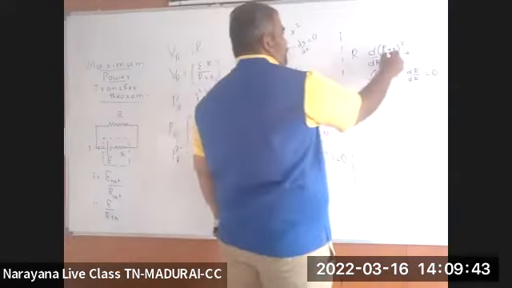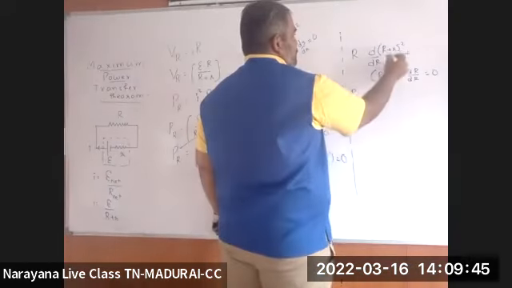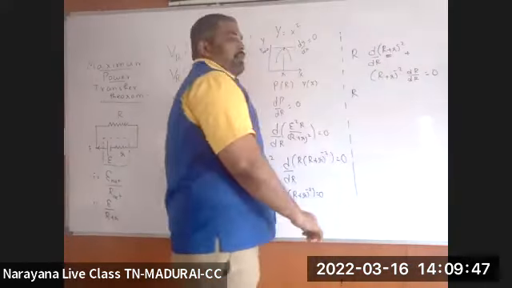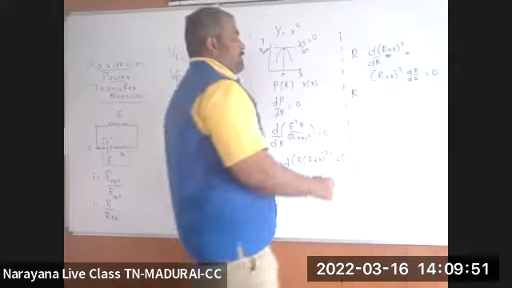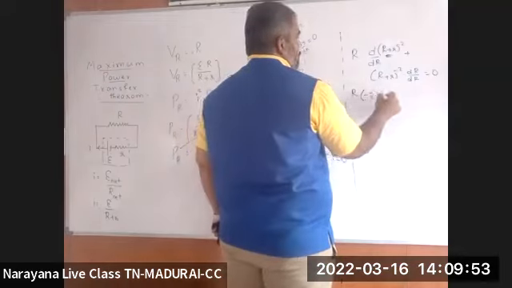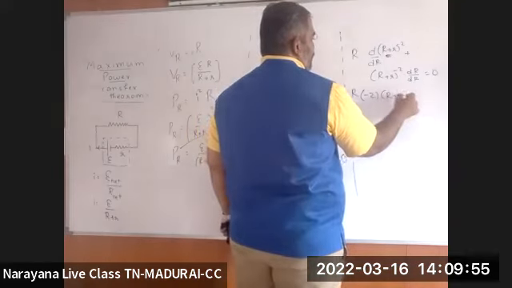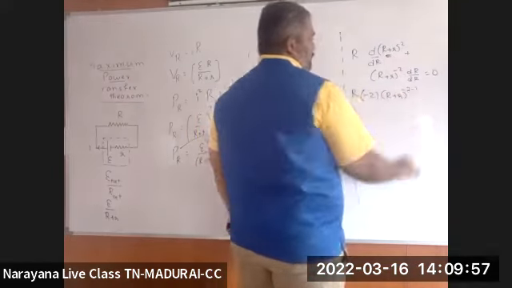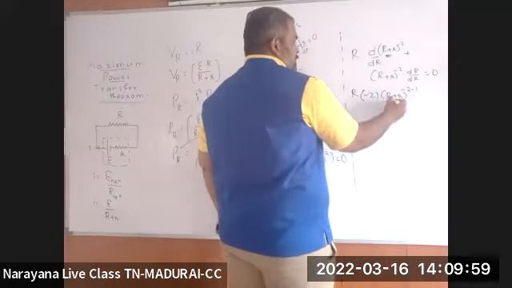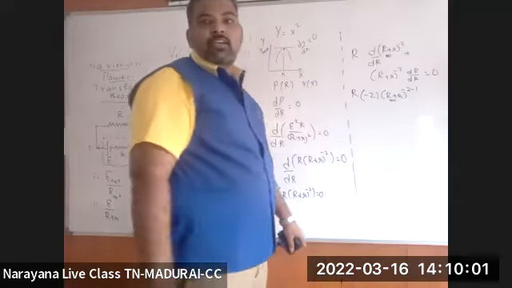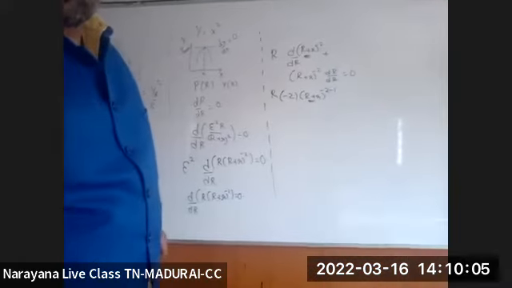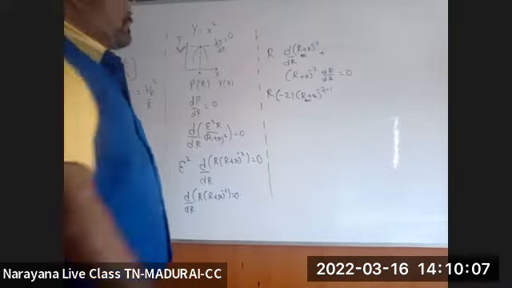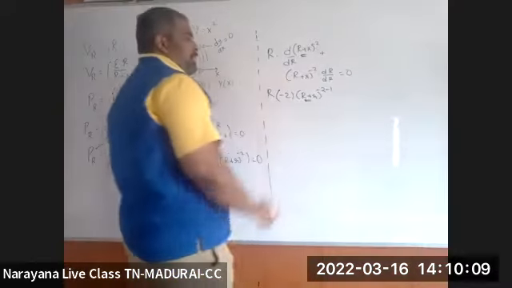What is the formula for this? It is similar to the x power n formula. What is the x power n formula? n into x power n minus 1. So minus 2 into (R plus r) whole power minus 2 minus 1. And again, this term should be differentiated, and dR by dR equal to 1.